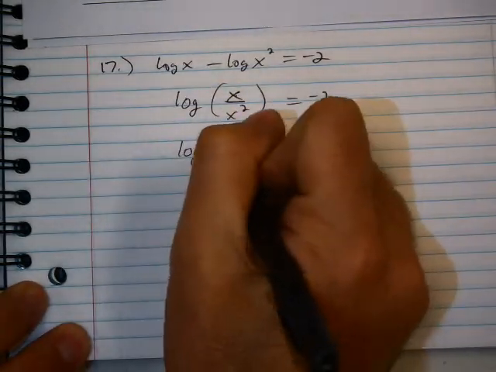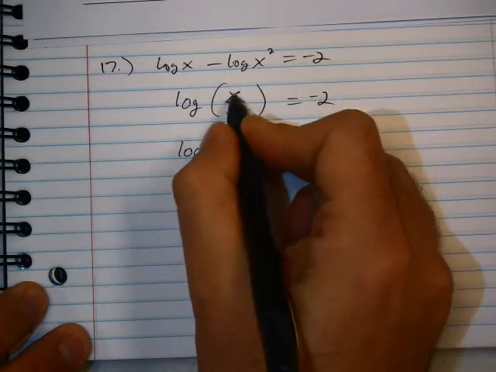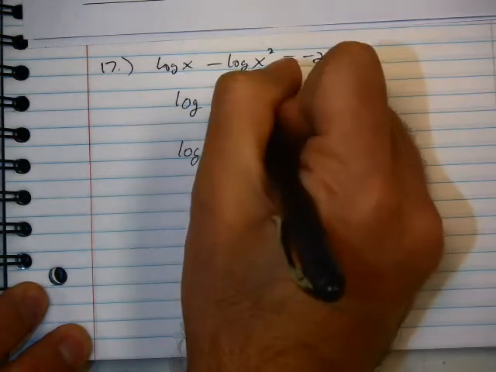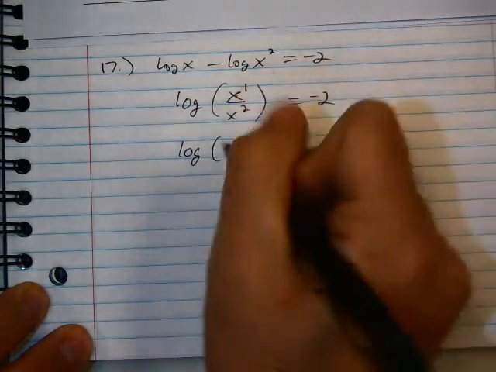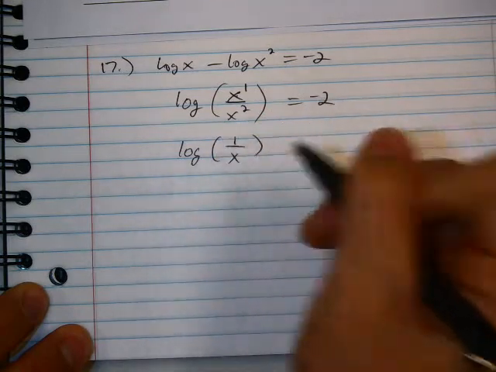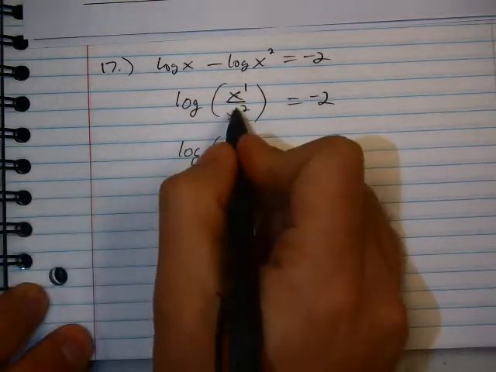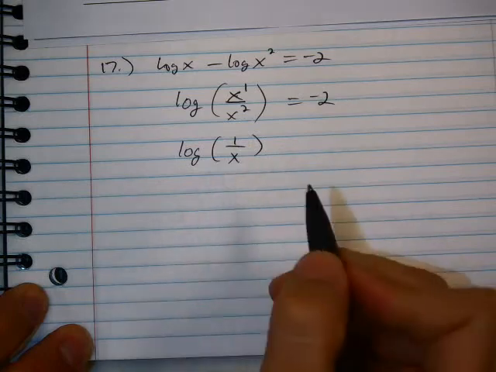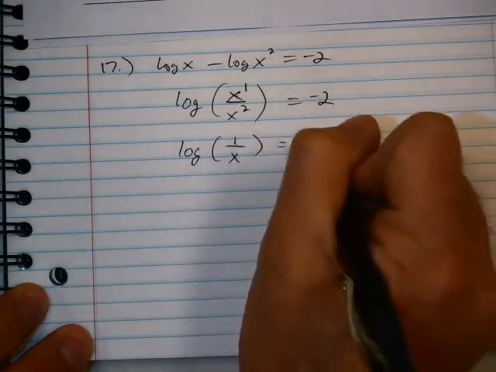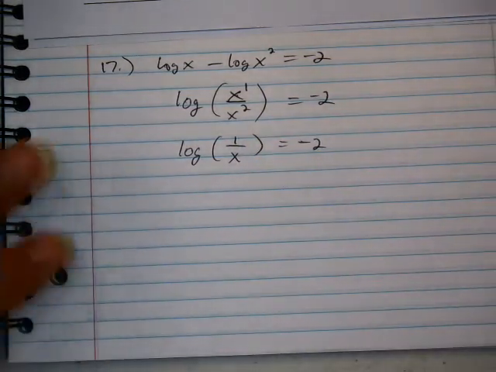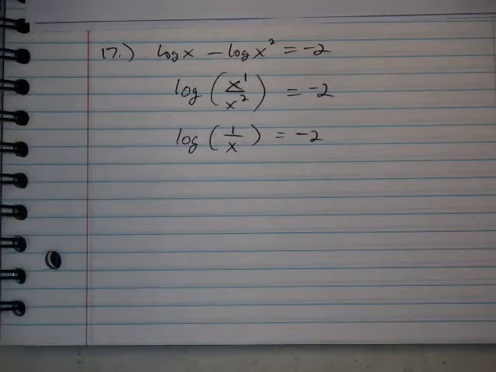So this log becomes, I can cancel an x here. This is x to the 1, x squared. When I cancel it, it becomes 1 over x. I can cancel 1 x from each, leaves me with a single x on the bottom. This still equals -2. Now my goal is to write it in the exponential form there.